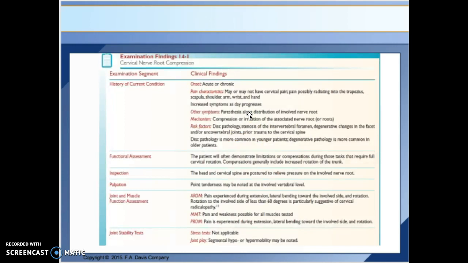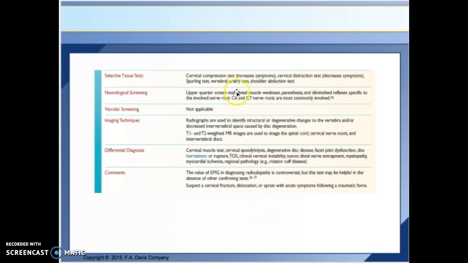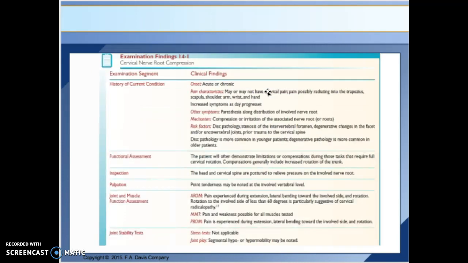Okay. So here's our cervical nerve root compression sort of examination table, if you want to call it that. I encourage you to read over that so that you understand some reasons that we may suspect that our patient has nerve root compression. One of the key things is looking at the special tests: cervical compression, cervical distraction, Sperling's, vertebral artery, and shoulder abduction. That's pretty much all of our cervical spine special tests that we're going to apply to our patient to figure out if they have a nerve root compression related to perhaps a disc injury or perhaps stenosis.